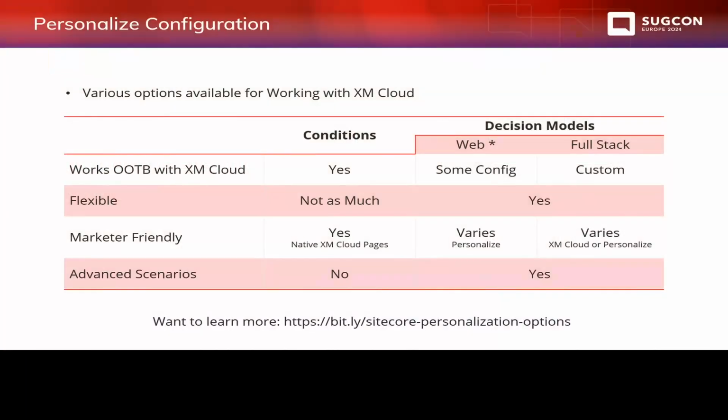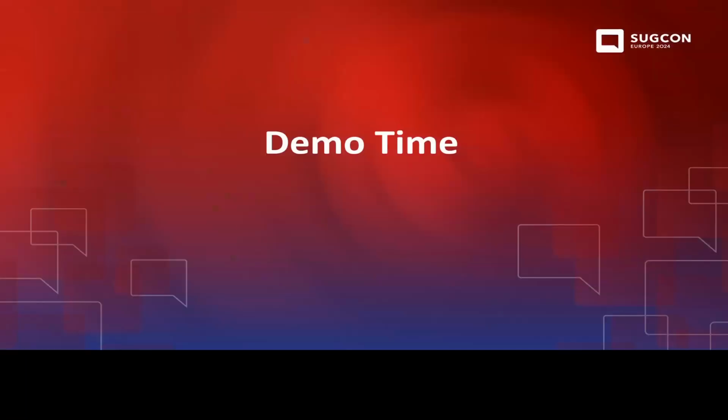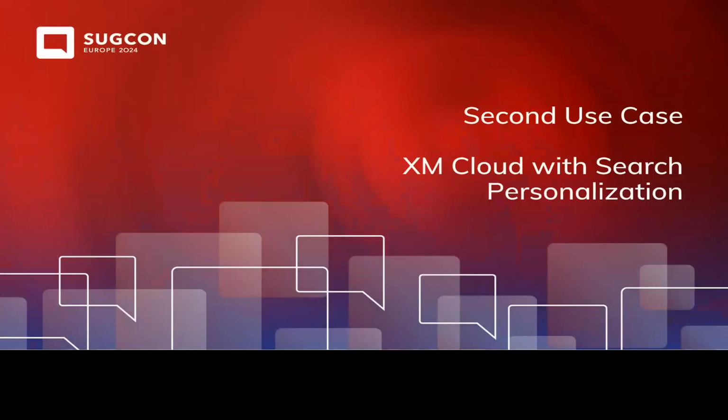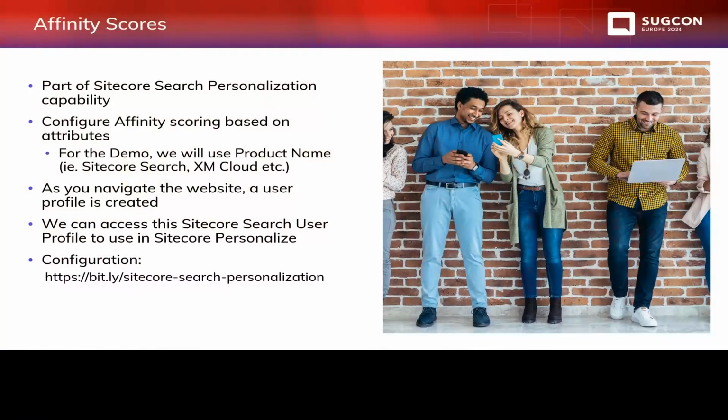All right, so let's talk about the second use case. Sorry about that. The second use case is not really necessarily for XP. This could show a potentially better way to configure behavioral personalization when you bring in search, because it requires less configuration. You don't have to go out and define these personas. You can use search's capabilities to do that, or help with the personalization.